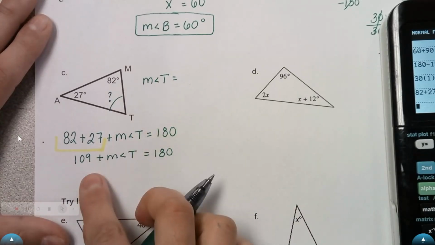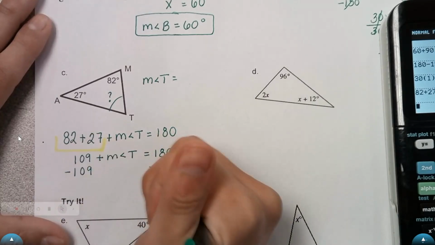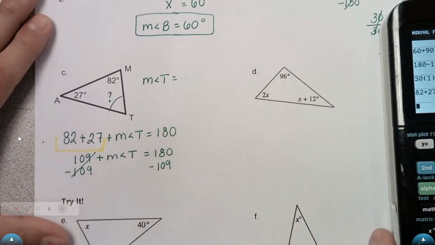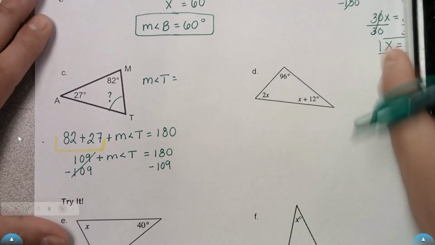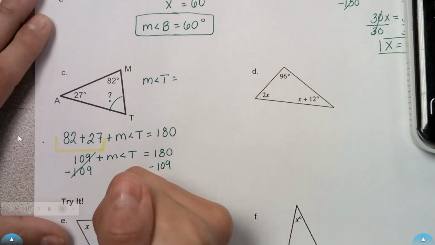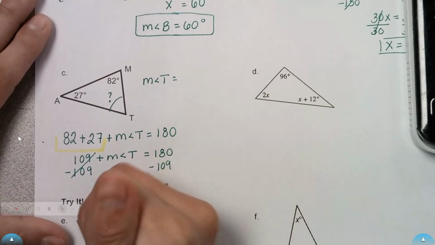The opposite of positive 109 is negative 109. So 180 minus 109 is 71. So the measure of angle T is 71 degrees.